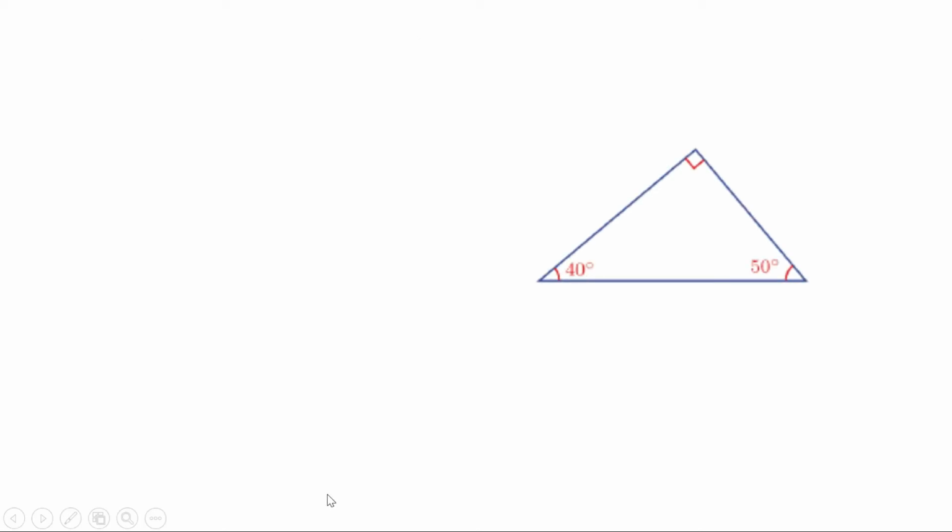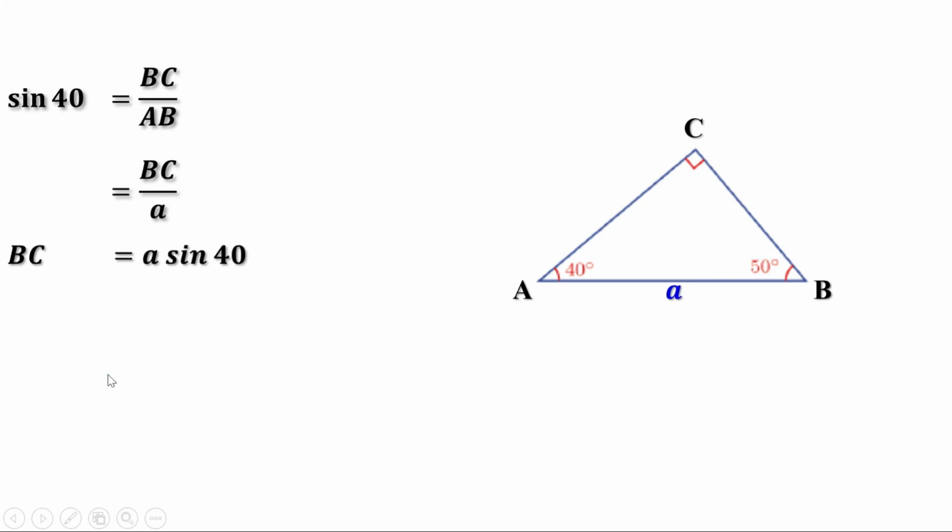What about a right triangle? Let us give a name for this triangle. Let it be ABC. AB is the hypotenuse. Let the length of the hypotenuse be A. Now based on this angle, BC is the opposite side and AB is the hypotenuse. Therefore we can say sine 40 equal to BC by AB. And we have taken AB as A. Replacing, we can write sine 40 equal to BC by A. Taking A on the other side, we can write BC equal to A sine 40.